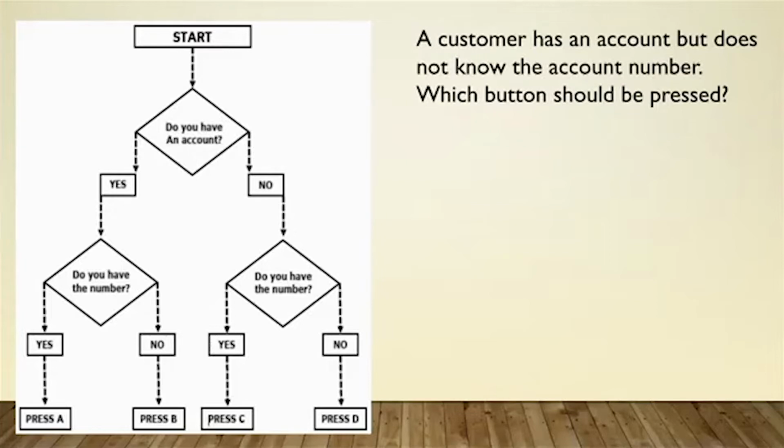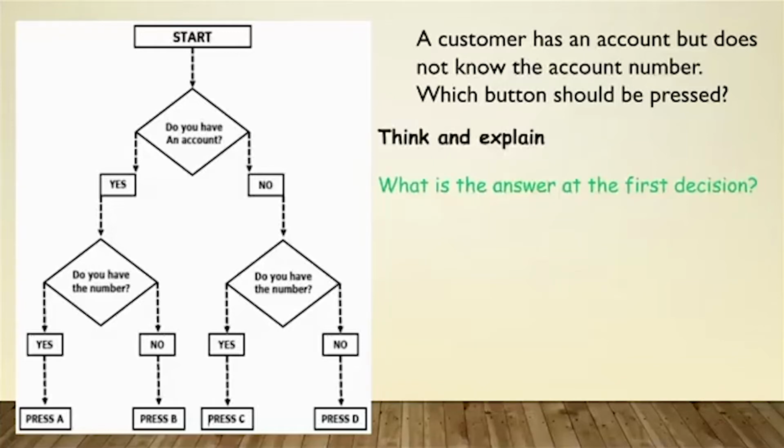What did the information say? The customer has an account. So which direction would you go? We would go with yes. Do you have the number? Let's go back. No, they don't know the account number. So that would be a no. So which button should you press? B. So what's the answer for the first decision? It is yes.